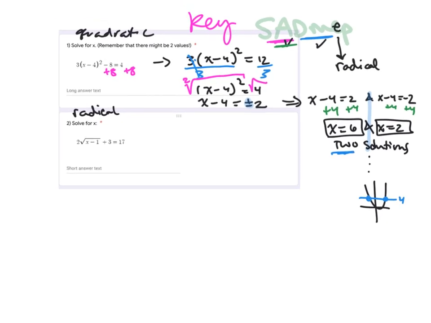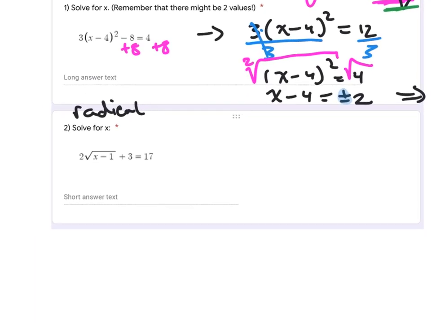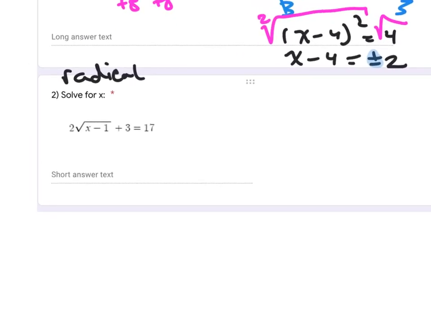Okay. So let's look at the radical. I'm going to zoom in for a second. And then I'm going to rewrite my SADMAP. Hopefully you've noticed that the radicals only have 1 solution, and that's for a very good reason. We'll see in our next unit, actually, the picture of it.